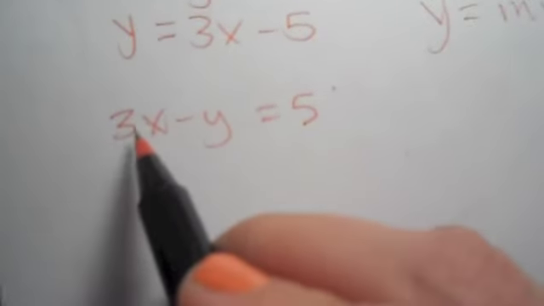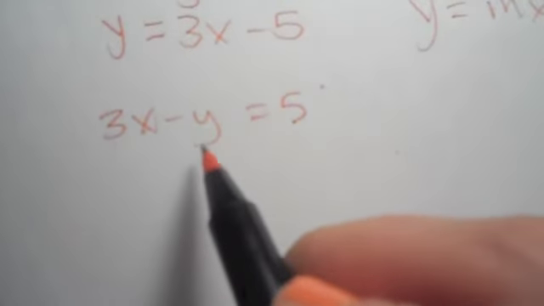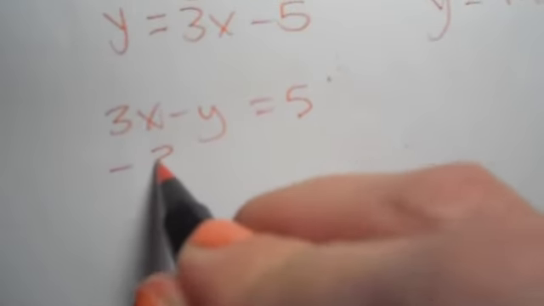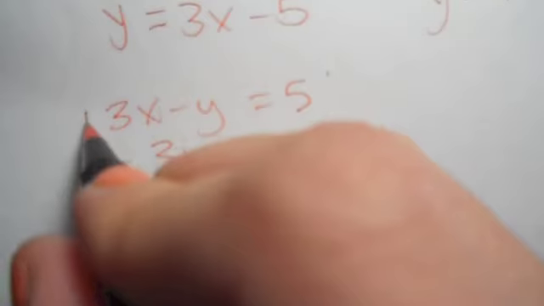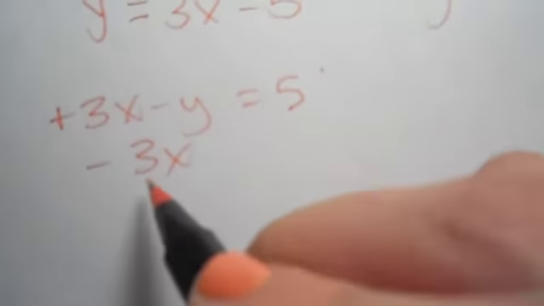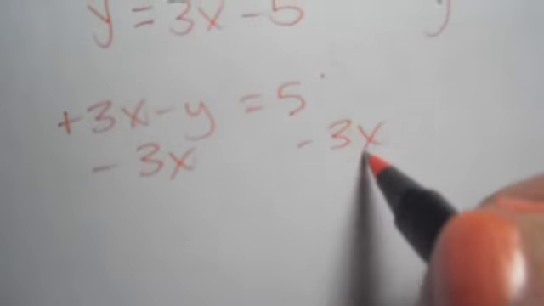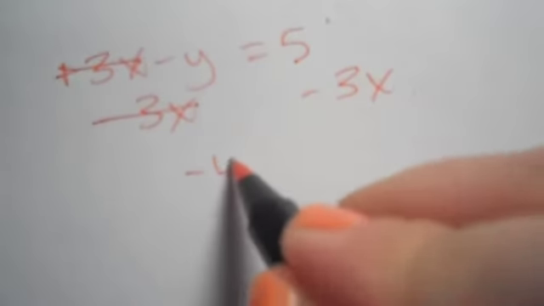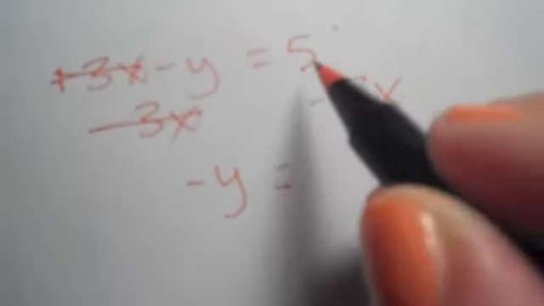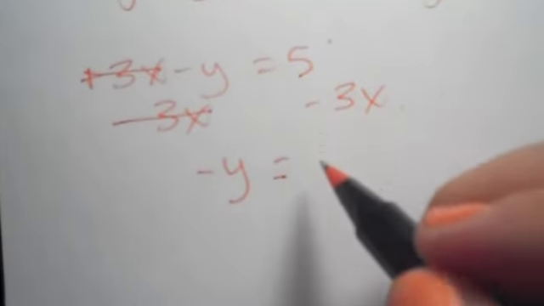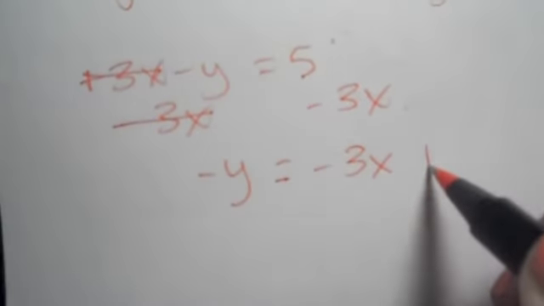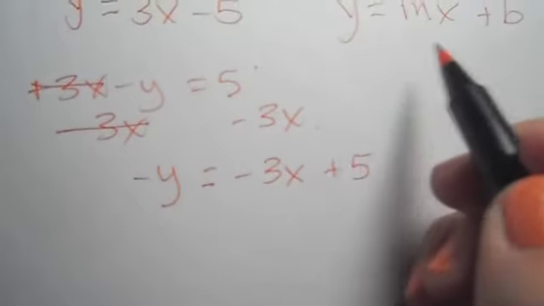Okay, well I have a 3x over here that I want to be over here because we're solving for y. So we're going to subtract 3x because it's added here. See? So subtract 3x to this side also. That goes away. Leaves us with negative y. This is a negative 3x and a positive 5. I'm going to write it in this order so that it looks more like this.